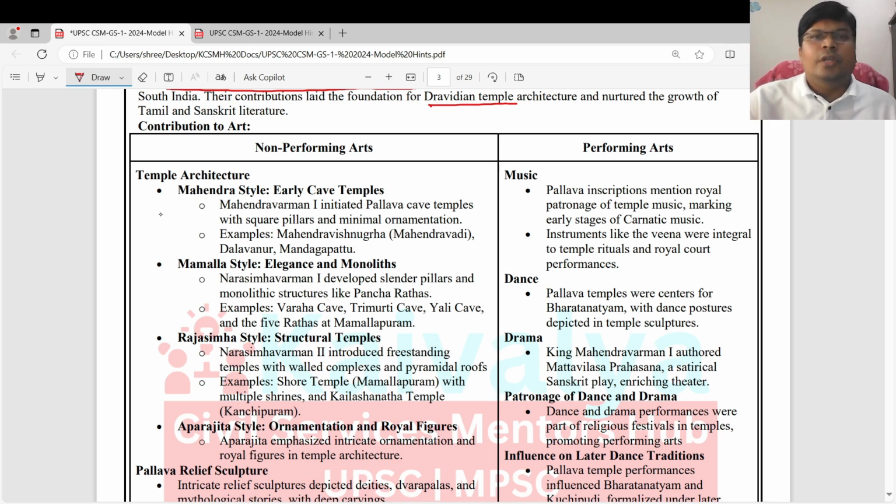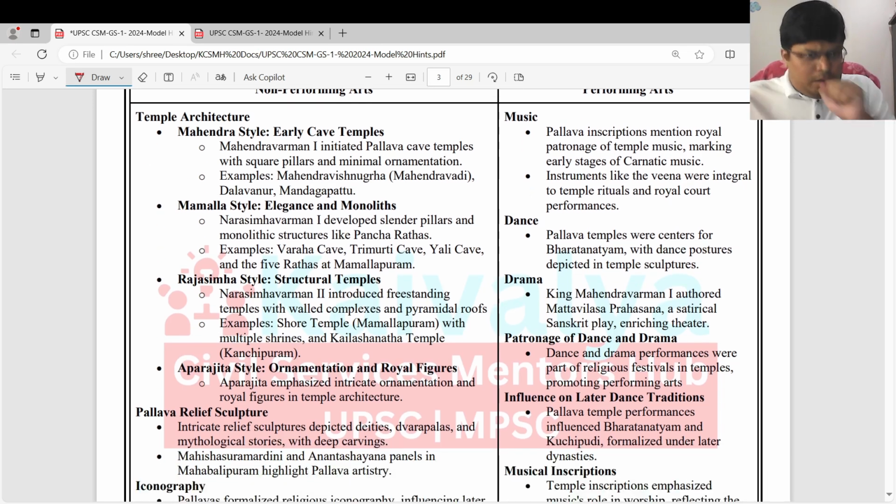For example, if you generally know the 4 phases of Pallava architectural development, at least if you write down one point for each of these different phases, then obviously the examiner will come to know that you have the knowledge. And because it's a 10 marker question, it is necessary to just mention the Mahendra style, early cave temples, and here you could write just one example. Any one of these examples you could have written over there, that would have made your 1 point. In this way, you could have presented your answer. Similarly for the Mamalla style, elegance and monolith, because it was a monolithic one.